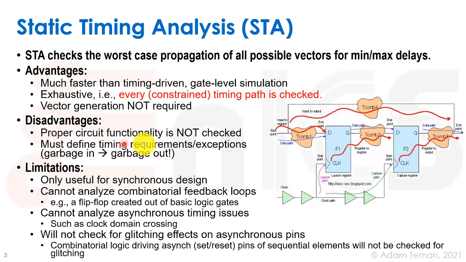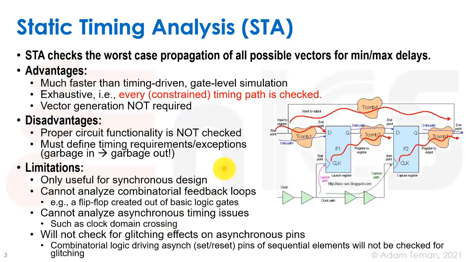However, it does not check circuit functionality. It just checks a kind of graph that doesn't know what a NAND gate or a NOT gate or so forth is. It checks our constraints using just the propagation delays through the different nodes and vertices. Another thing is that it's only used for synchronous designs. We can't use this for combinational feedback loops or asynchronous timing issues and so forth.